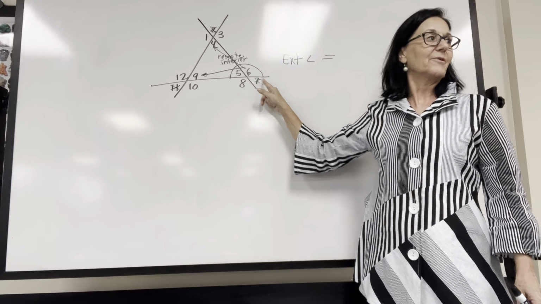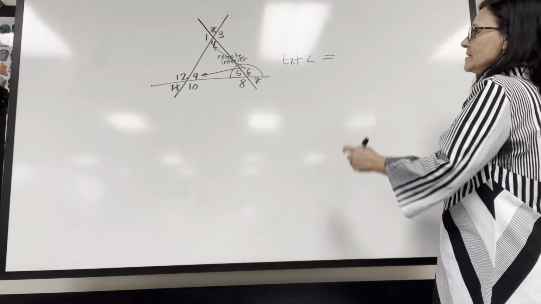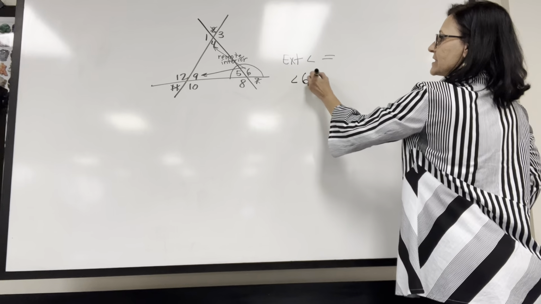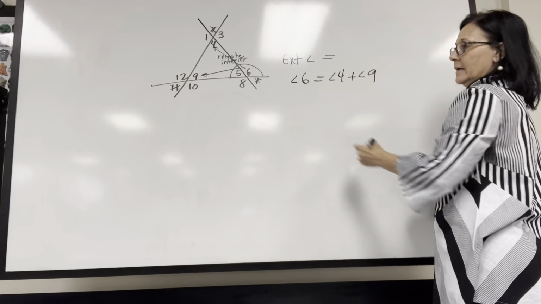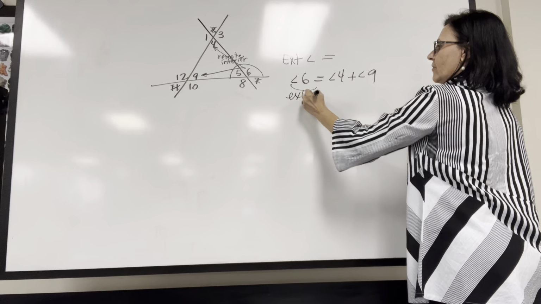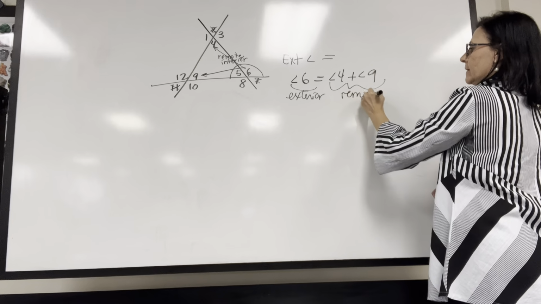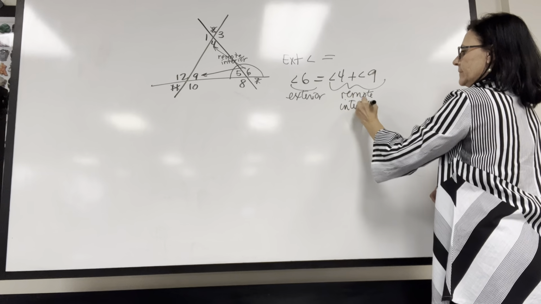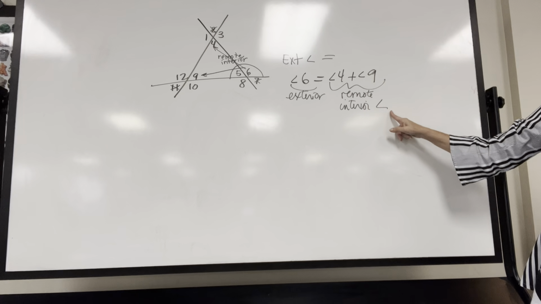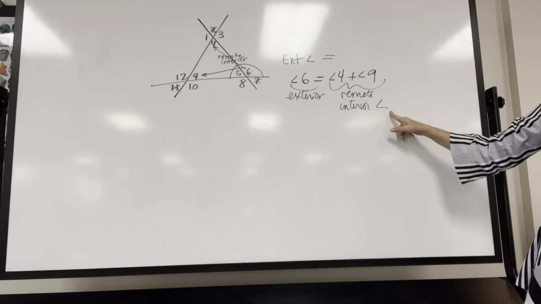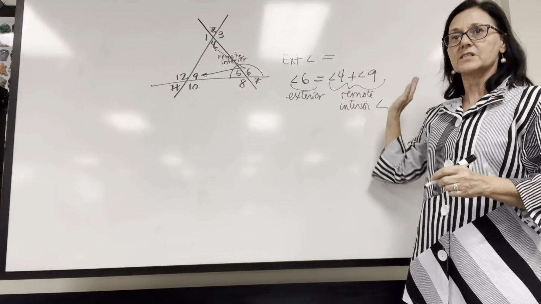The remote is required for those 2 angles, right? So they're remote interior angles, all right? So angle 6 is going to equal the sum of angle 4 plus angle 9. This is an exterior angle. These are the remote interior angles. Got it? Would it be the same if angle 9 is equal to the sum of angle 4 and angle 6? Angle 9 is interior. It's only exterior equals the sum of the remotes.